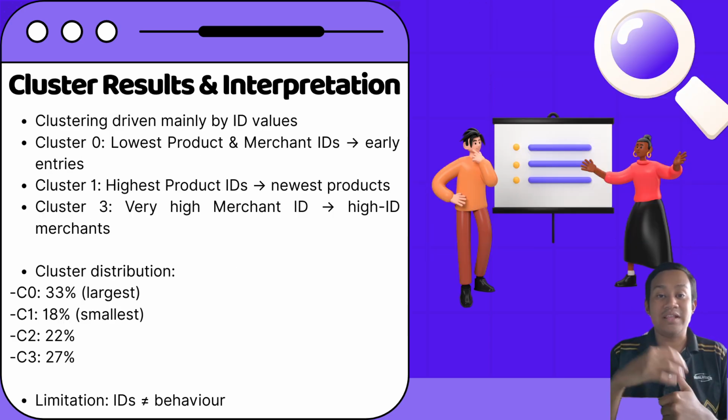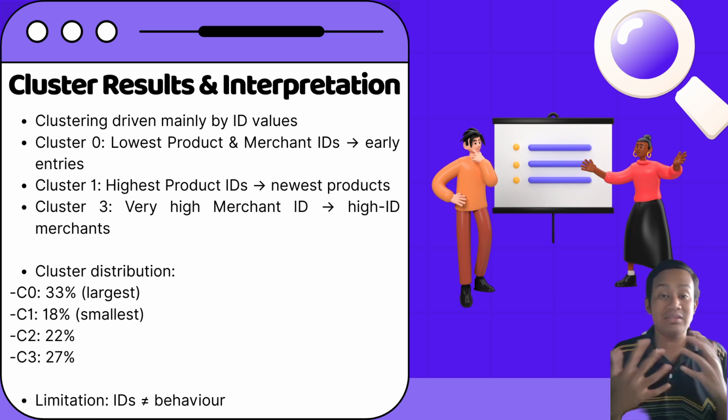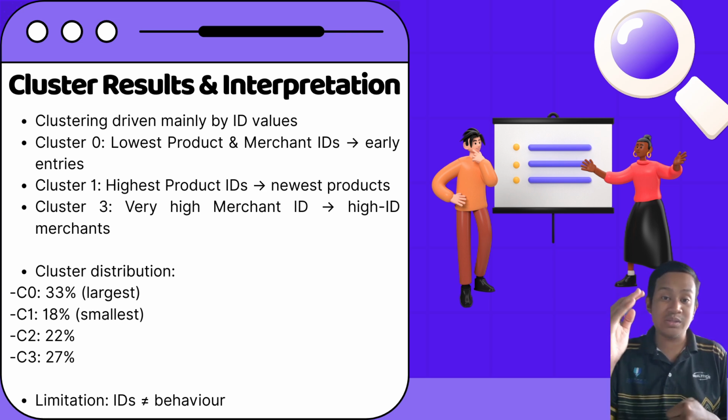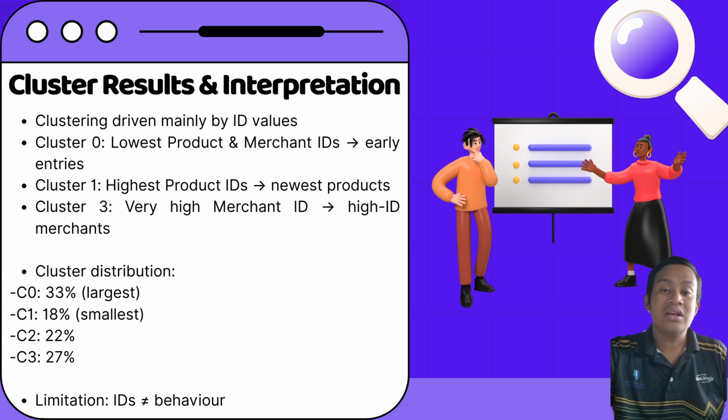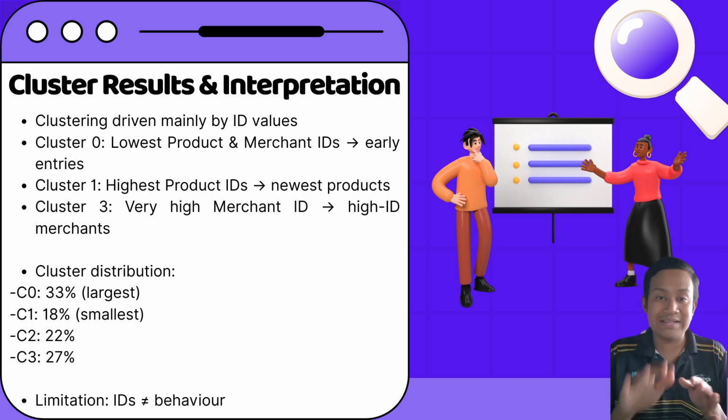Looking at the final cluster centroids, the clustering is mainly influenced by ID values such as product ID and merchant ID. Cluster 0 contains the lowest ID values and likely represents early database entries. Cluster 1 has the highest product IDs, indicating newer products, while Cluster 3 stands out with a very high merchant ID, representing a group of high-ID merchants. The cluster distribution is fairly balanced, with Cluster 0 being the largest at 33% and Cluster 1 the smallest at 18%.